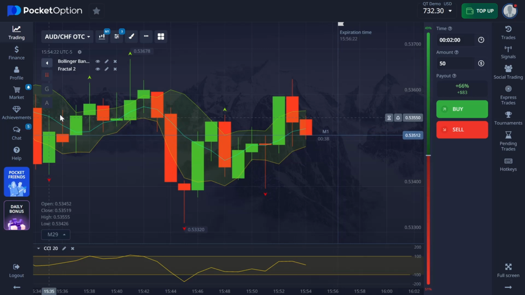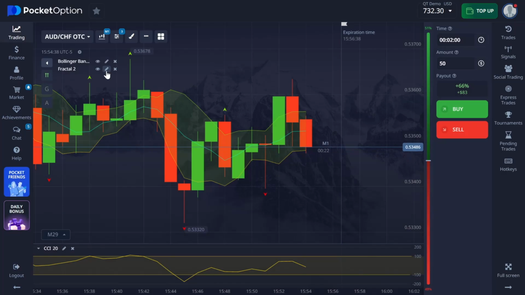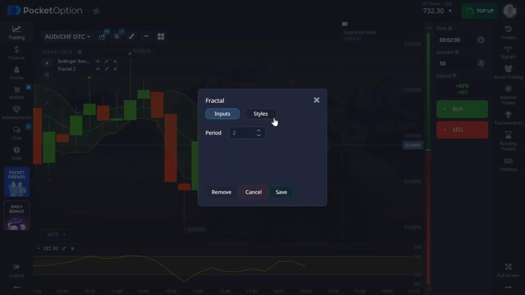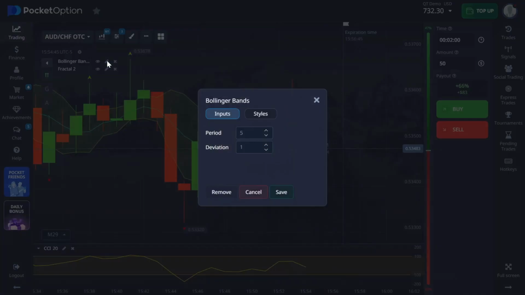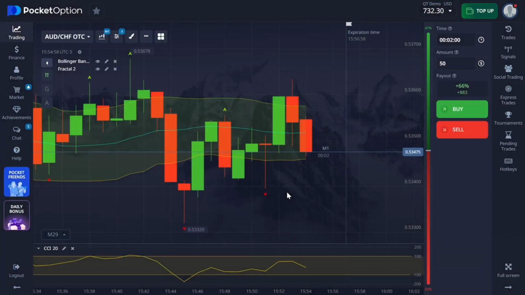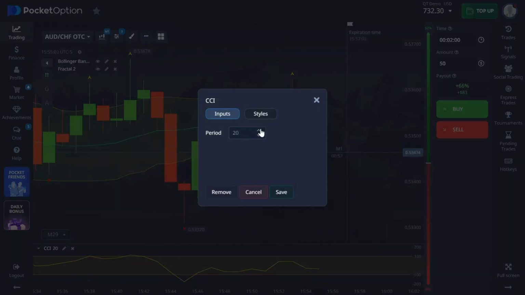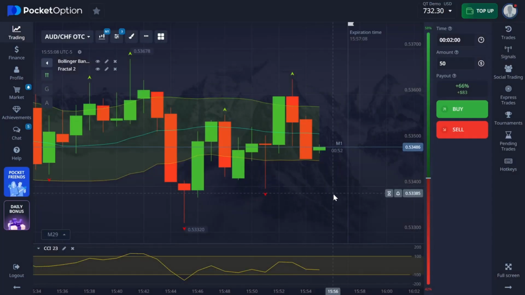Okay, so first, we're going to adjust the settings. Fractal, we keep the settings at 2. We don't change the settings or the color, right? And for Bollinger Bands, we're going to change the period to 20 so we could get the lines a little bit bigger. Let me just type it in right here. Right, just like that. For the CCI, we're going to put it at 23. Okay. And guys, these are the settings for it.